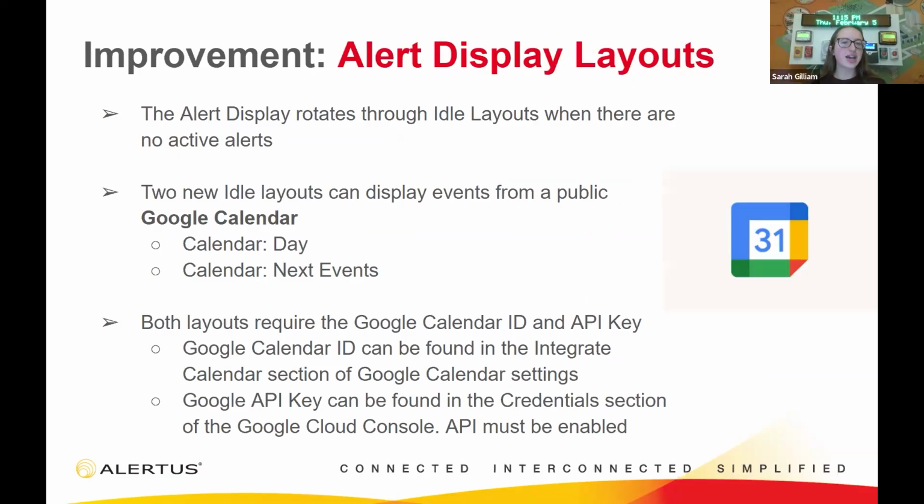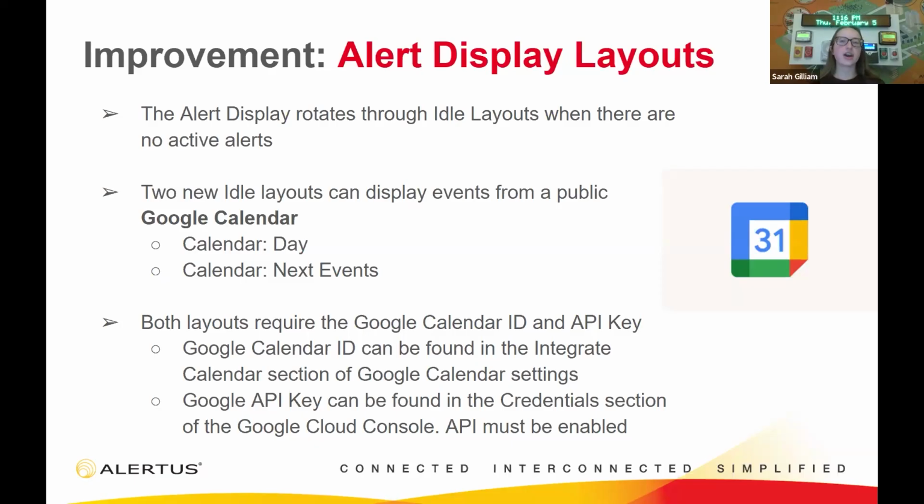And next, the Alert Display. Alert Display is Alertus's digital signage solution that rotates through idle layouts to showcase customizable information when there are no active alerts. And we are very excited to announce two new idle layouts that can display events from a public Google Calendar called Calendar Day and Calendar Next Events.